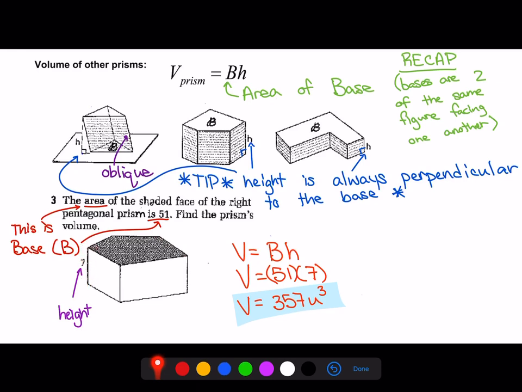Now, granted, if they didn't give us the area, then of course we could split this into triangles and then find the area of these triangles. And then once we find the area of one of the triangles, we multiply it by 1, 2, 3, 4, 5, and multiply it by the height. So that's a little bit more work, but if they already give us the area, all I need to do is take that area and multiply it by the height. All right, let's continue on.